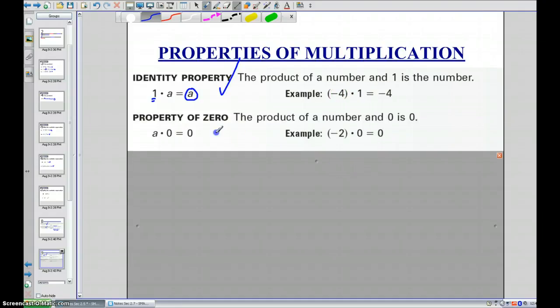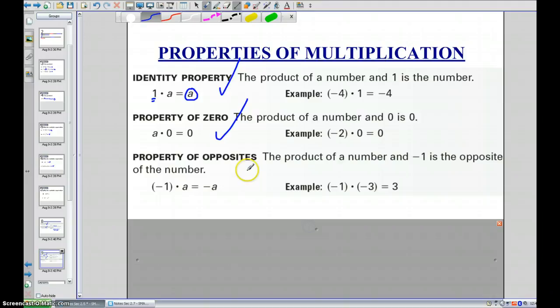Perfect. The property of 0 in multiplication. Any number times 0 will give us 0. Perfect. That one's kind of self-explanatory.